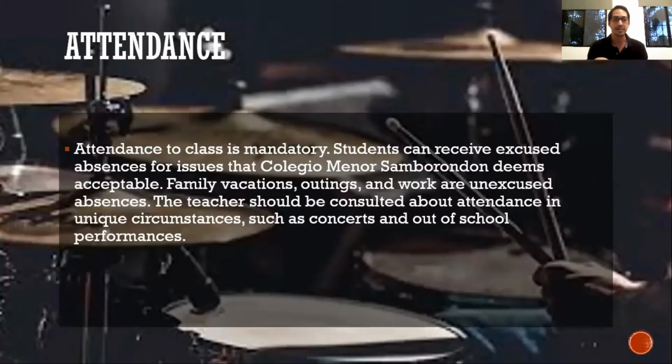Attendance. Attendance to class is mandatory. Students can receive excused absence for issues that Colegio Menor San Borondón deems acceptable. Family vacations, outings, and work are unexcused absences. The teacher should be consulted about attendance in unique circumstances, such as concerts and out-of-school performances. Right?